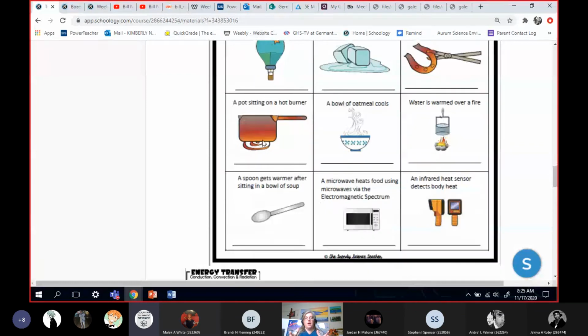The pot's sitting on the hot burner. Again, it's actually touching, so that is? Conduction. Good. This next one here, a bowl of oatmeal cools. That means the hot air is coming up off and then cycling through. Which one makes a circle? Convection. And then water warmed over a fire.